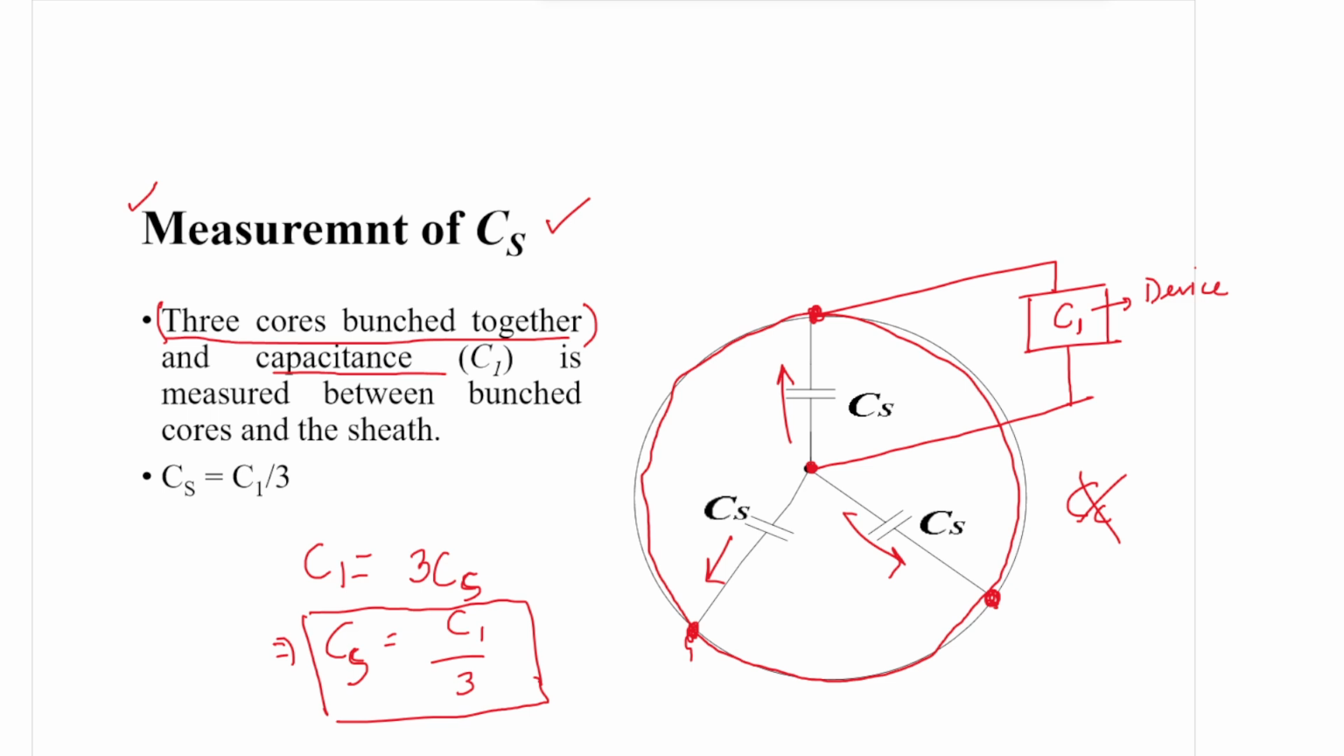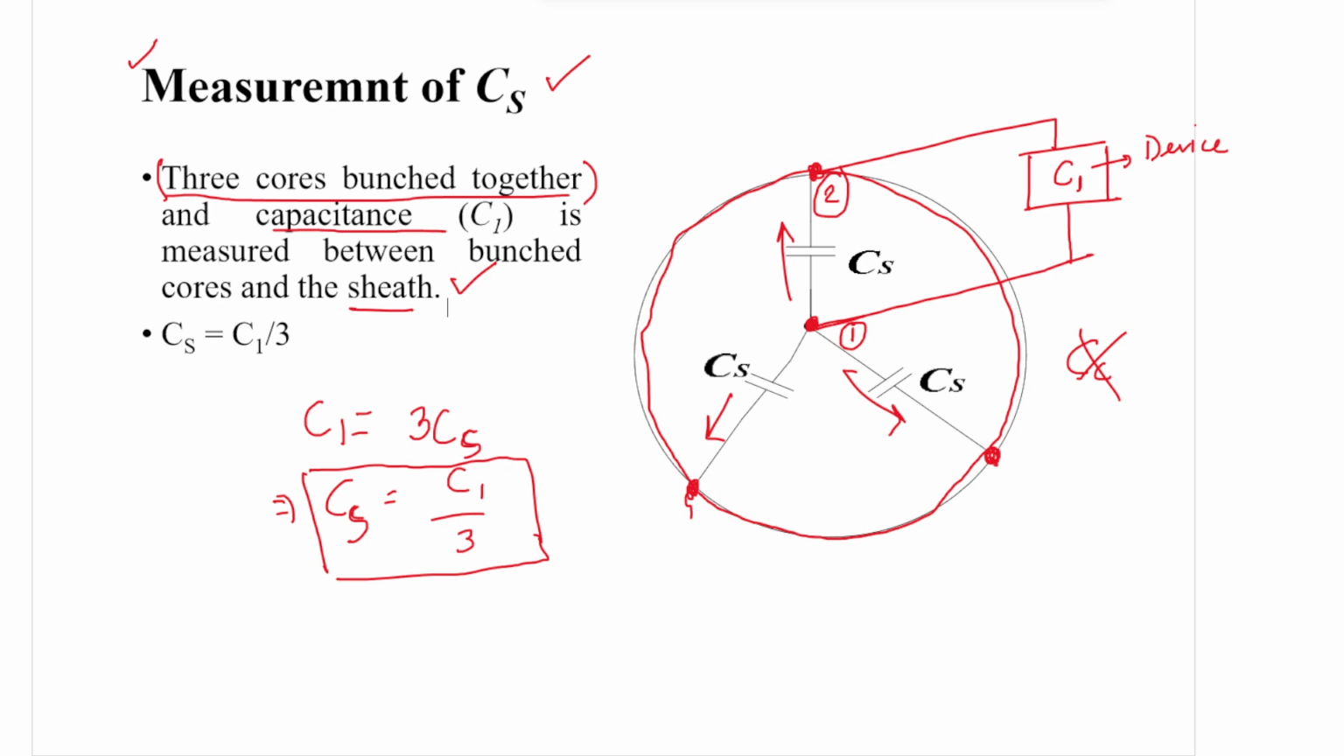So this is how we can measure the CS. First we measure with the cores bunched together. That means the 3 cores now form a single core. The capacitance is measured with one lead placed at this point. This is lead number 1 of the measuring device and this is lead number 2. Lead number 2 you will fix at the sheath. Whatever data you get as C1, that C1 should be divided by 3 to get the sheath capacitance. This is how you measure the sheath capacitance.